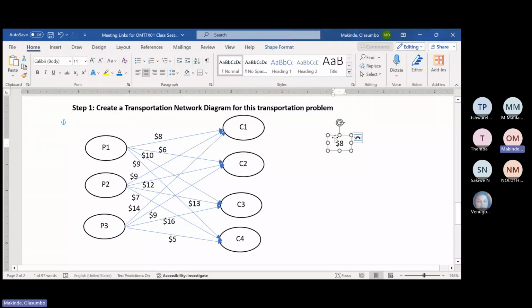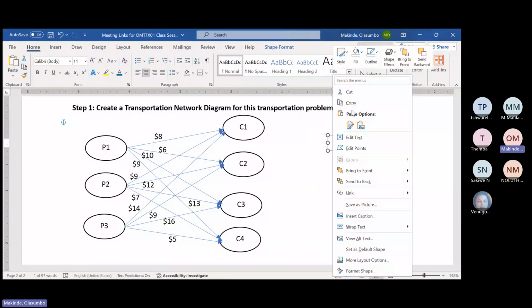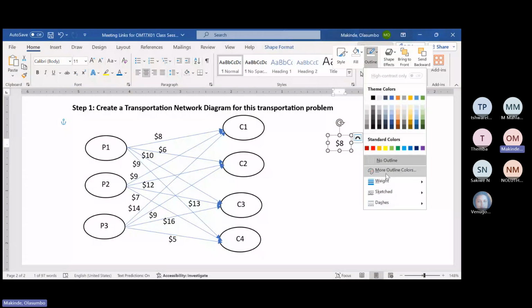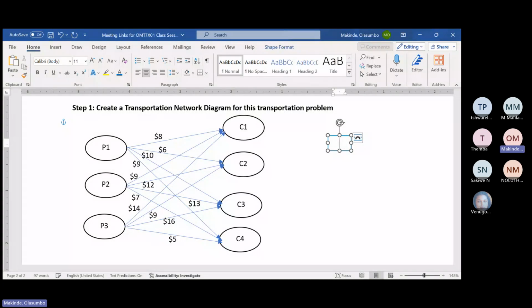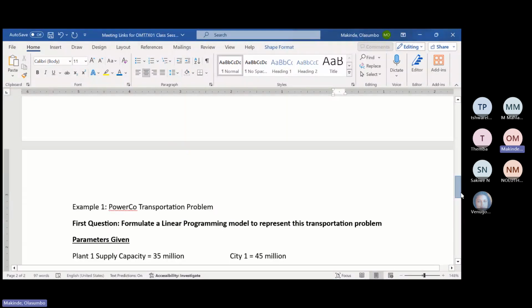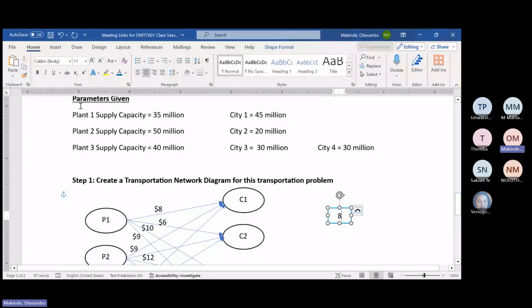Let me bring the fill back. Let me use blue color. So now I want to deal with the capacity. We need to talk about the capacity. You remember, if you scroll up, let me still put this back. You need to put the capacity. You remember we wrote it down, given parameters.